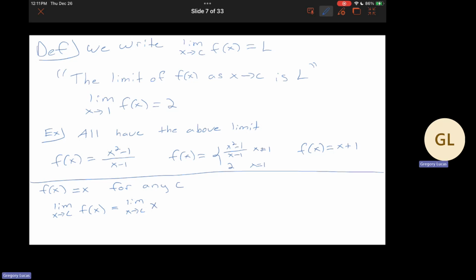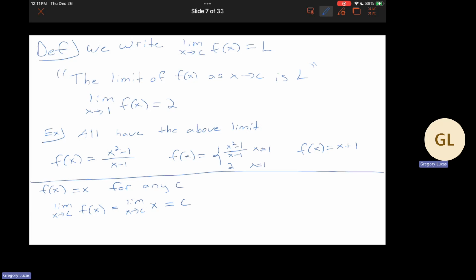We can just plug in c. So if it exists and I can just plug that number in, go ahead and plug that number in. So if I plug in c for x, clearly the limit as x goes to c of x would be c. So for the identity function, the limit of where x is approaching is also the value of the limit.